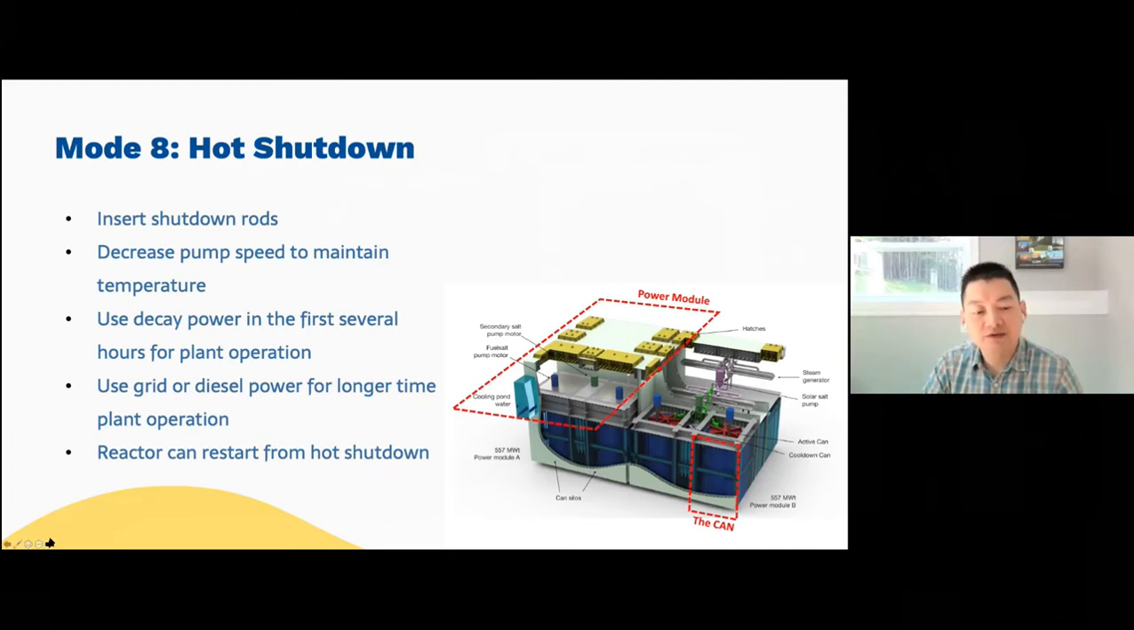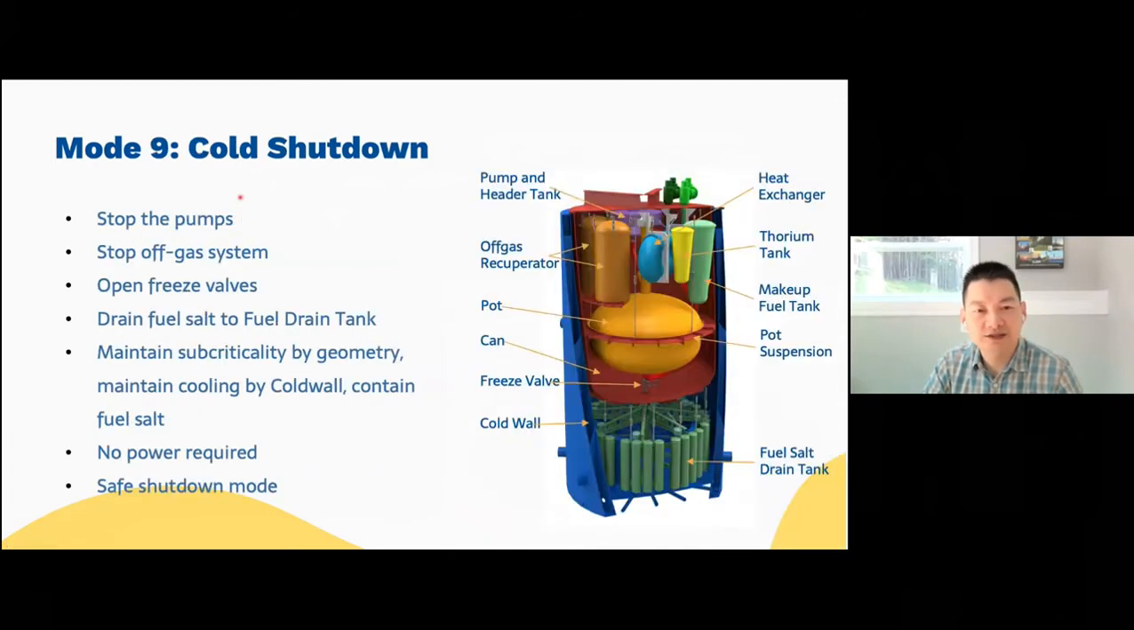If you want to do that, we need to enter the cold shutdown mode. First of all, we have to clarify that even though we call it cold shutdown, it's not really cold. At least it doesn't start from a cold temperature. So the first step is to stop the pumps, and then we stop the off gas system. And then the important step is to open the freeze valve, which is here, as you can see.